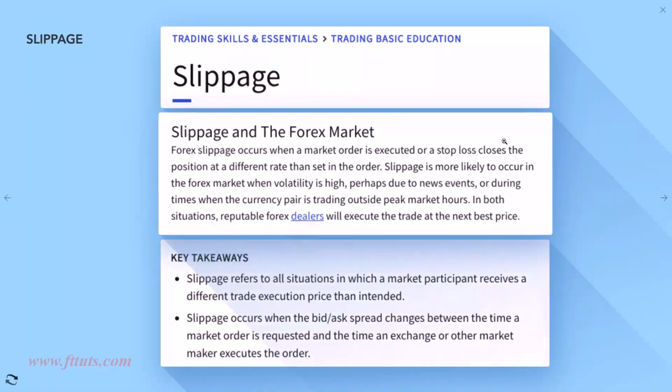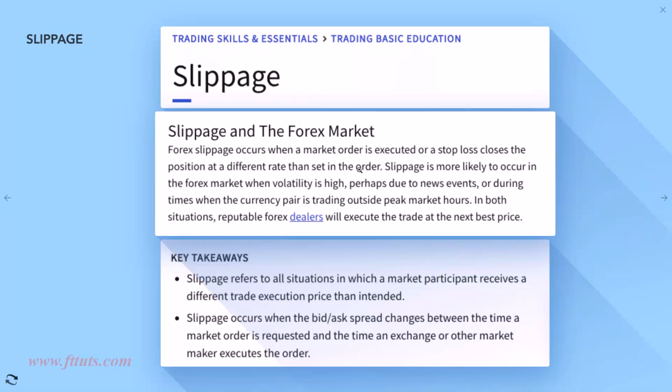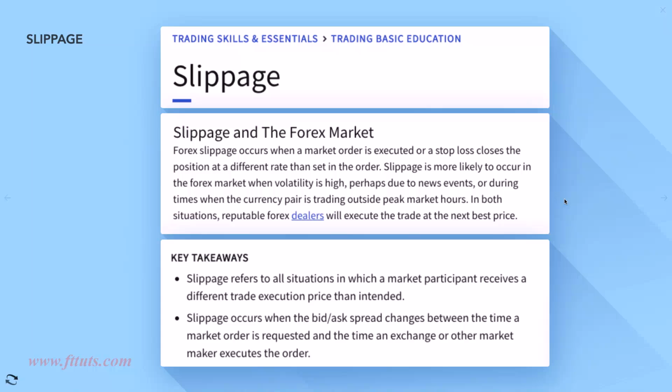Now, the problem not only with having a liquid market or not having a liquid market for the financial institutions is slippage, right? So slippage in the forex market occurs when a market order is executed or a stop loss closes the position at a different rate than set in the order. Slippage is more likely to occur in the forex market when volatility is high, perhaps due to news events, or during times when the currency pair is trading outside peak hours. In both situations, reputable forex dealers will execute the trade at the next best price.